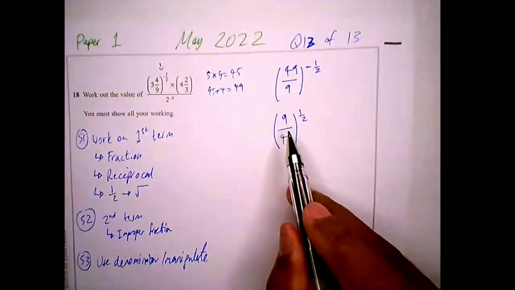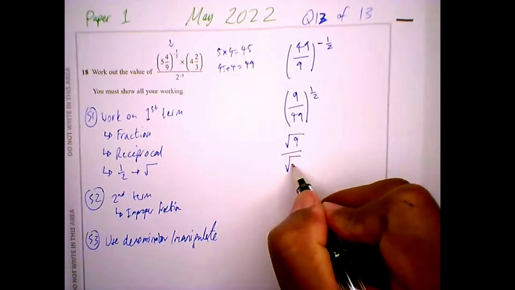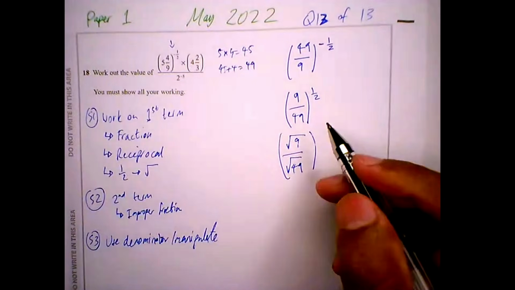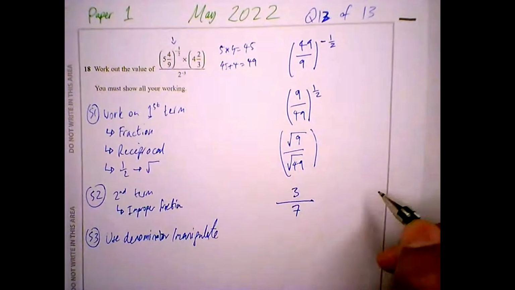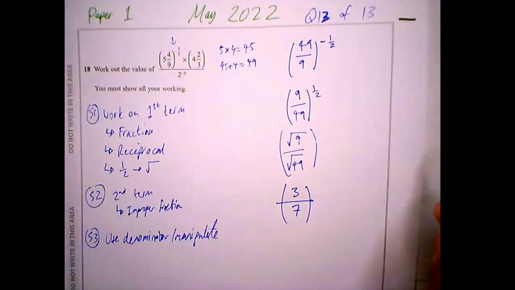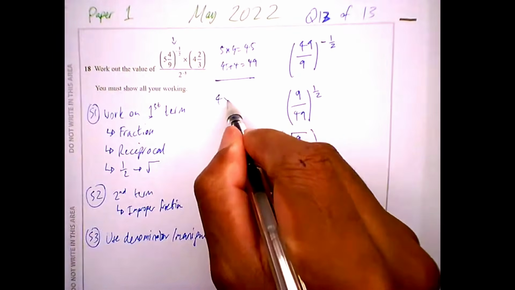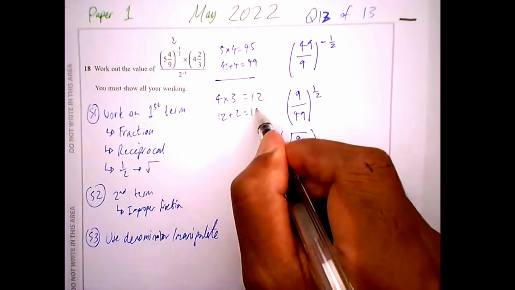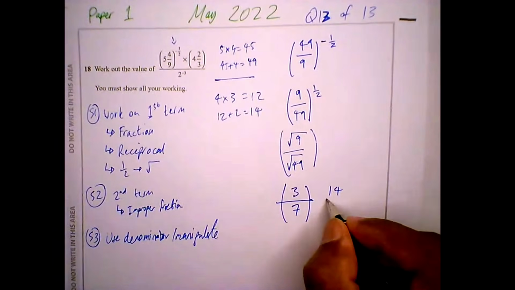So because it's a half, I can do the square root. Square root of 9, square root of 49. Okay, so square root of 9 is 3. Square root of 49 is 7, because 7 times 7 is 49. My second part here is 4 and 2/3. So I'm doing 4 times 3 equals 12. At the numerator, 12 plus 2 equals 14. So this now becomes 14 over 3.